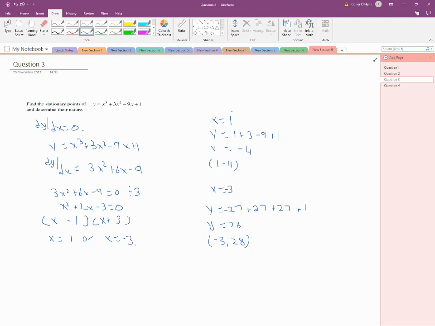And when they say determine the nature, one's a max and one's a min. So all you need to do is the higher point would be the max. Like if I had a graph, 1, minus 4 would be, let's say, here, and minus 3, 28 would be here. So I know that that's the max, and that's the min. Now you could double differentiate to prove it, but unless they ask it, you can just know by a graph what way they'd go.